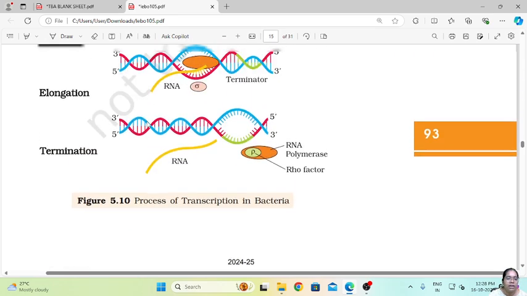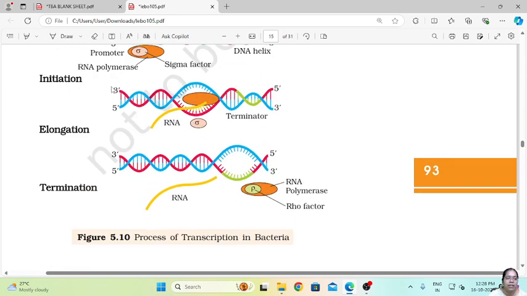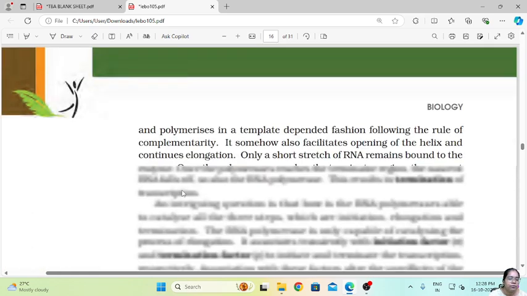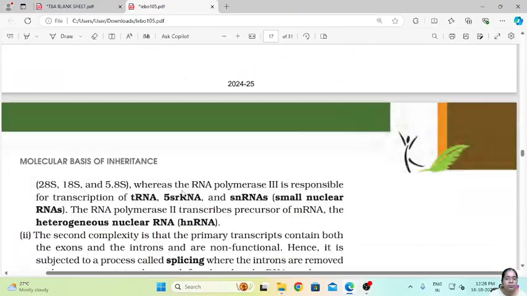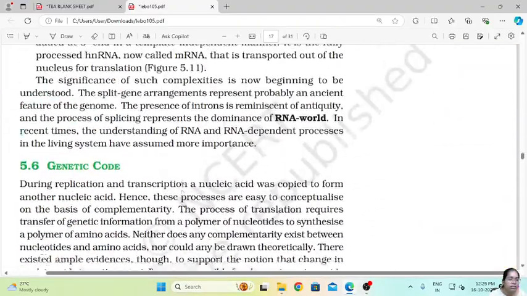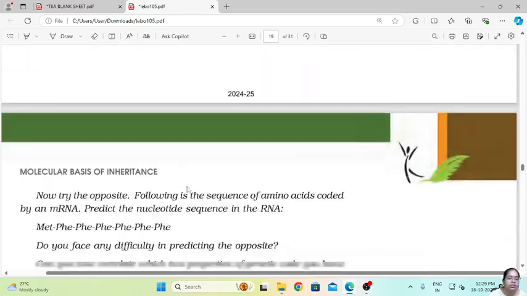So this process happens in 3 steps, that is initiation, elongation and termination. That is called transcription, wherein from a DNA you get an RNA strand. So this is called the process of transcription. Now we will see the process of translation.